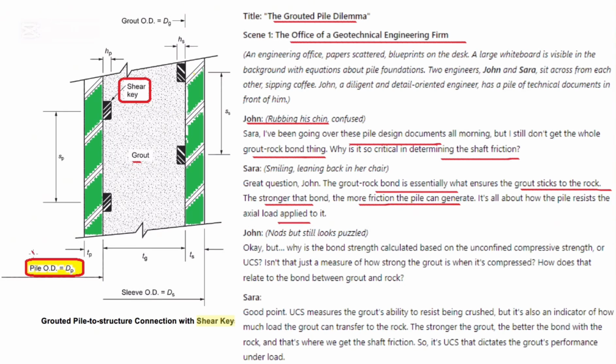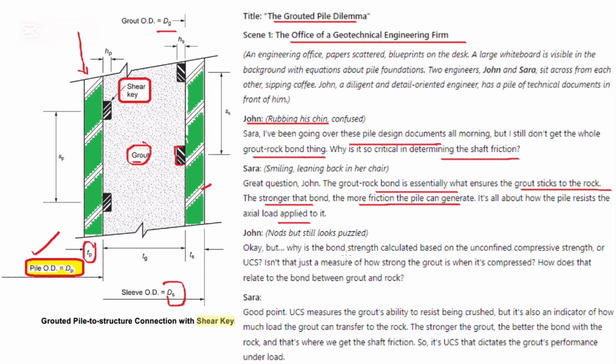Here you can see this is the pile. TP is the pile wall thickness, DG is the grout body, and DS is the sleeve body. This is the sleeve, this is the pile, and there is grout inside. These projections are shear keys. We will discuss this later.